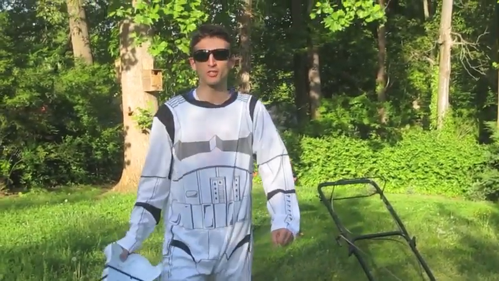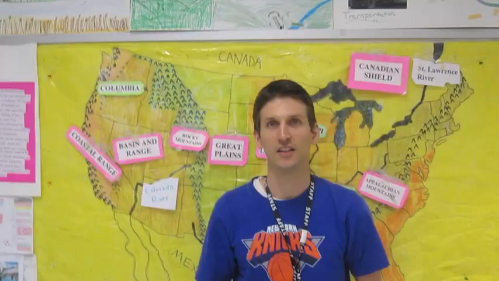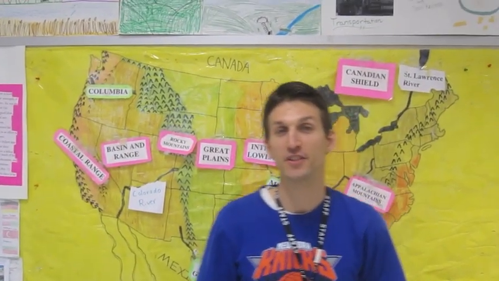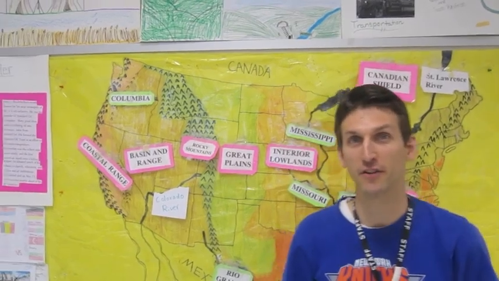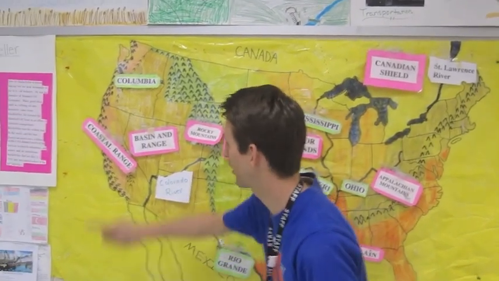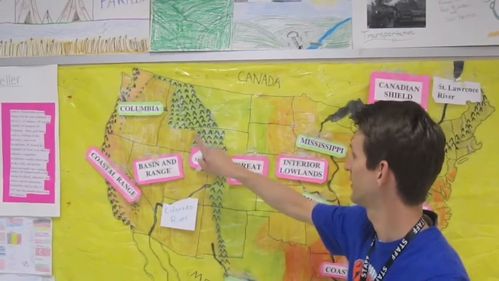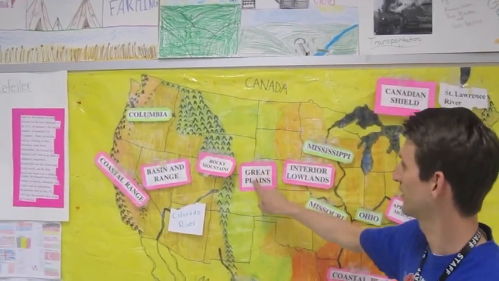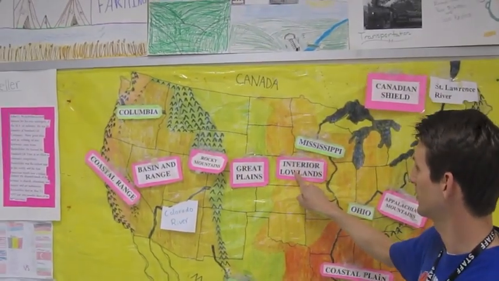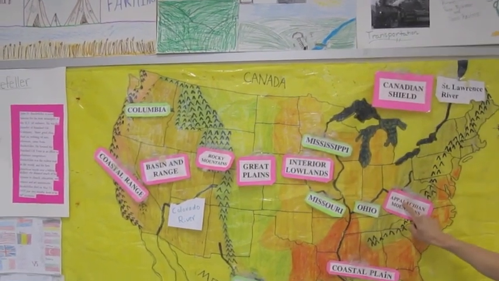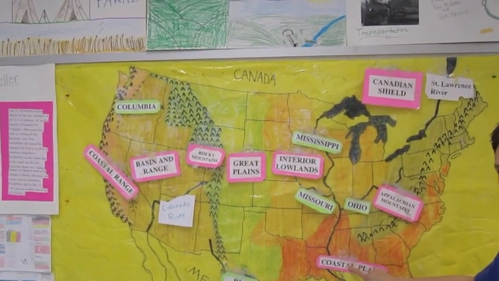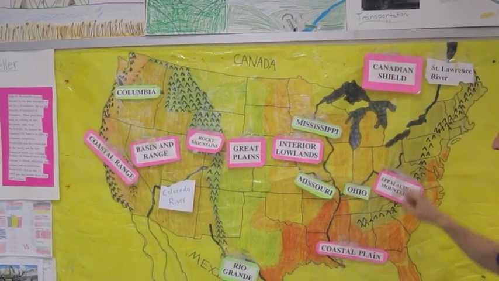Welcome to Fun with Social Studies. Today's episode we talk geography. For the geography unit, students need to know the 8 geographic regions of North America, which are Coastal Range, Basin Range, Rocky Mountains, Great Plains, Interior Lowlands, Appalachian Mountains, Coastal Plain, Canadian Shield.